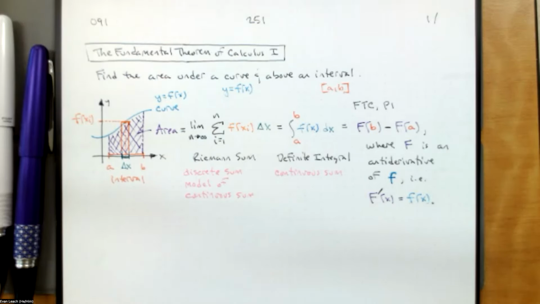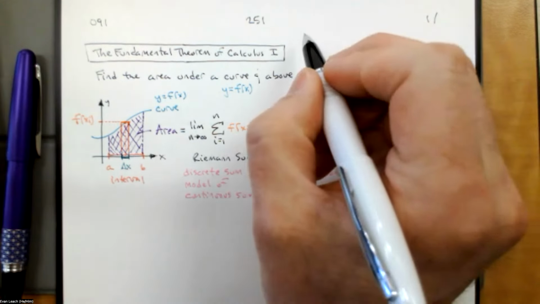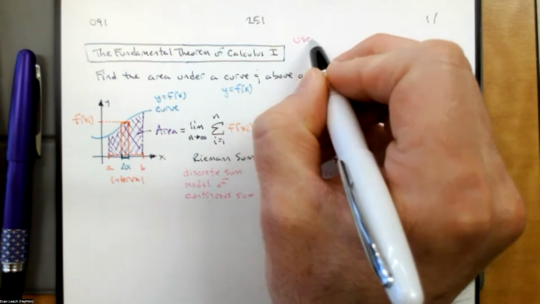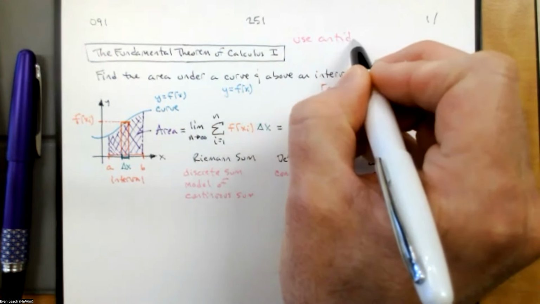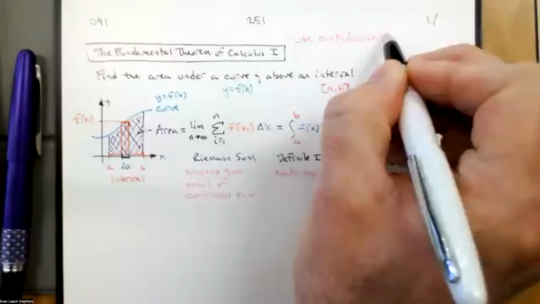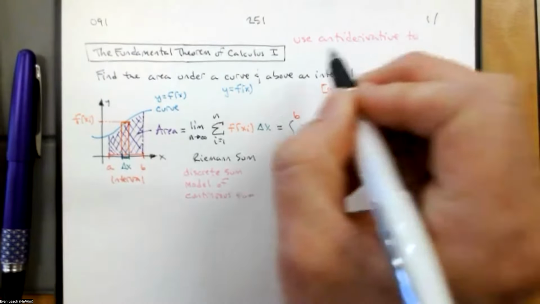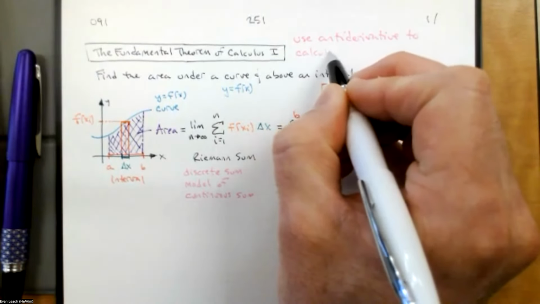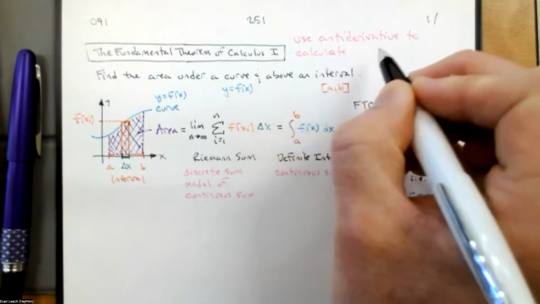The first part of the fundamental theorem of calculus says you can use an antiderivative to calculate a definite integral. You can calculate a definite integral by using an antiderivative. So, the fundamental theorem of calculus, part one: use an antiderivative to calculate a definite integral.